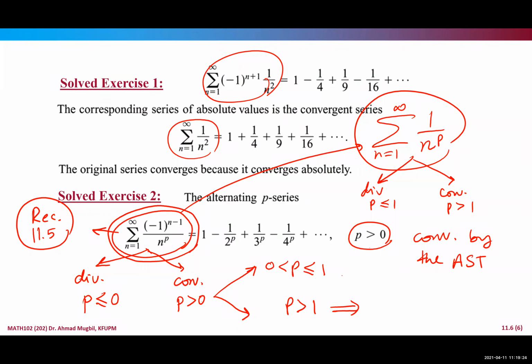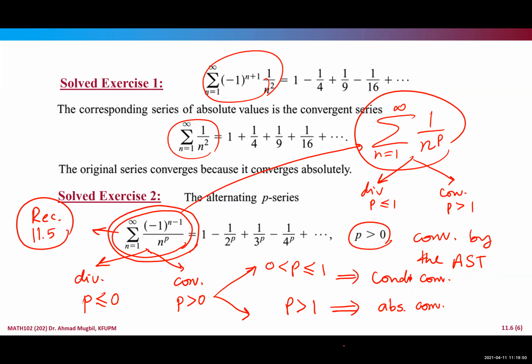Here, the first one is convergent, but not absolutely. So what do we call it? Conditionally. It is conditionally convergent. And here, if b is greater than 1, the series of the absolute value is convergent. So here it will be absolutely convergent.